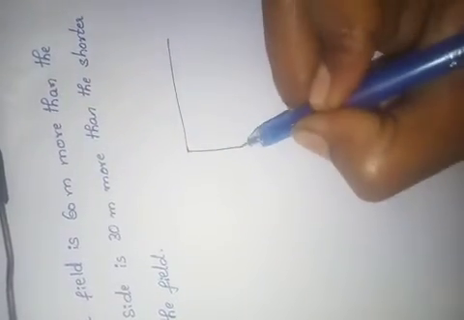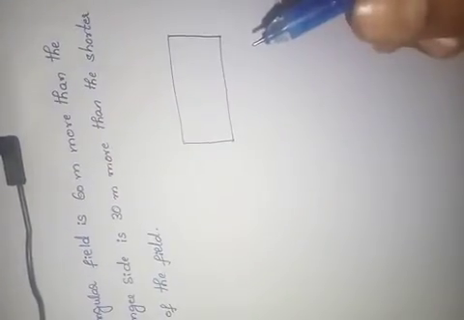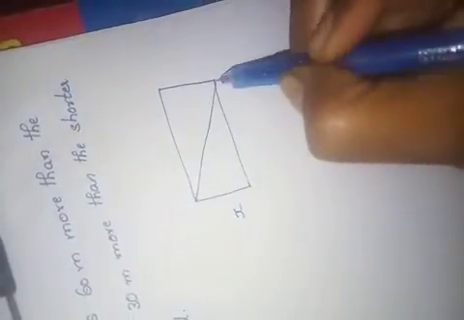See the question. The diagonal of a rectangular field is 60 meters more than the shorter side. What they said? Rectangular field. Draw the figure first. This is a rectangle, no? What they said? The diagonal of a rectangular field is 60 meters more than the shorter side. What is the shorter side? This one, no? This I am taking as X. If this is X, what they said? The diagonal of the rectangle is 60 meters more than the shorter side.